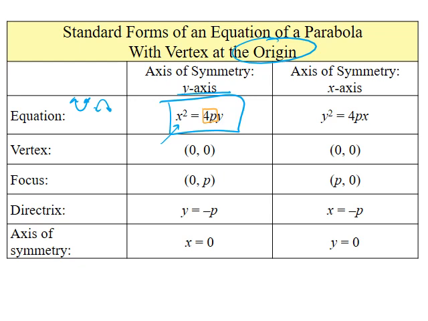On the other hand, we'll have an x-axis of symmetry. So the parabola will either open left or open right. If we have y squared, that will be equal to 4p times x. I want to remind you that the directrix is always an equation, so it should be written as an equation. And it will either be y equals or x equals, depending on how this graph opens. And then the same thing with the axis of symmetry, that should be an equation as well.